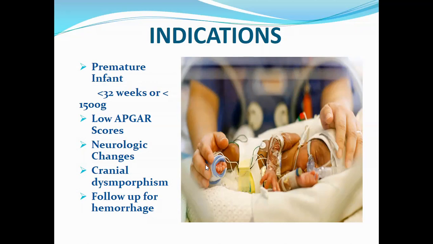Low Apgar score. An Apgar score usually is a score used by doctors to assess the health of newborns. It's done usually in the first minute and in the fifth minute. We look at color, respiration, heart rate, and other things.